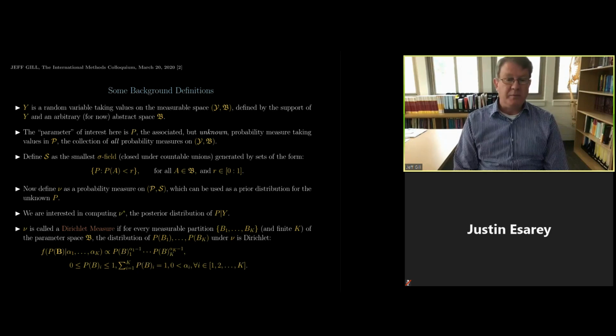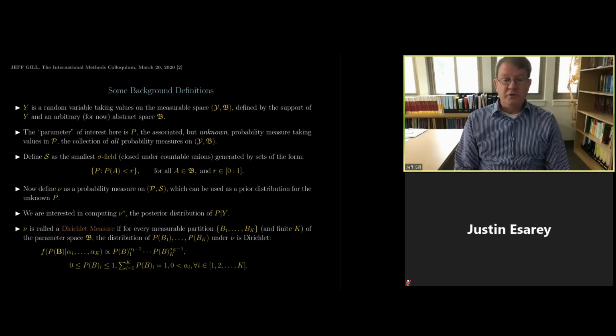The latter being pretty predictable. So that sets us up to define nu as a probability measure on curly P, curly S, which can be used as a prior distribution for the unknown p. So all of this is Bayesian. If p is the unknown quantity to be estimated, I need a prior for it. I also want to obtain a posterior, which in my notation here is nu star, the posterior distribution of p given some data y.